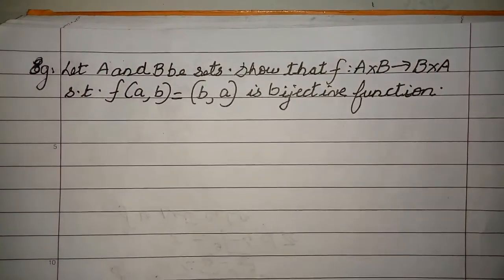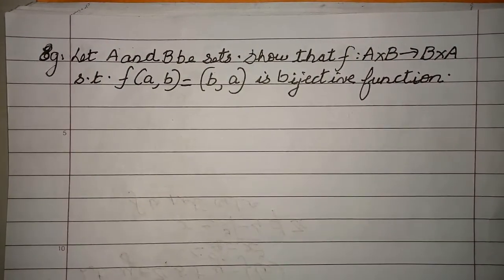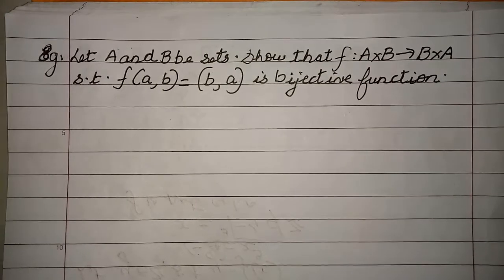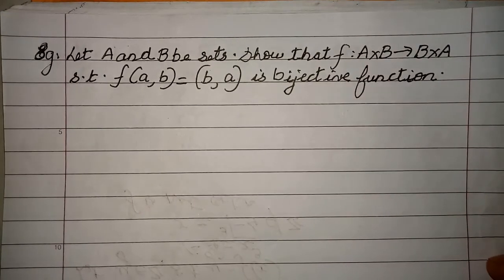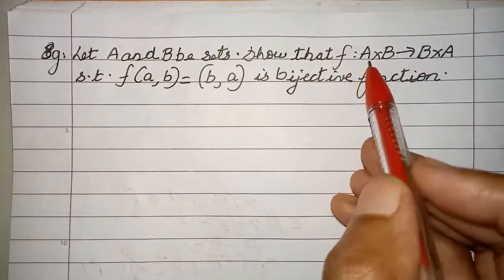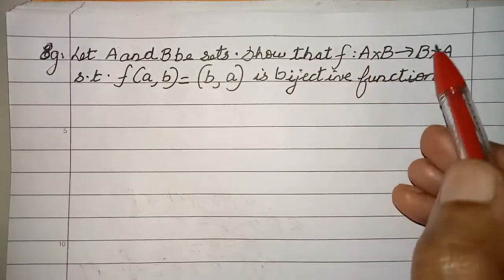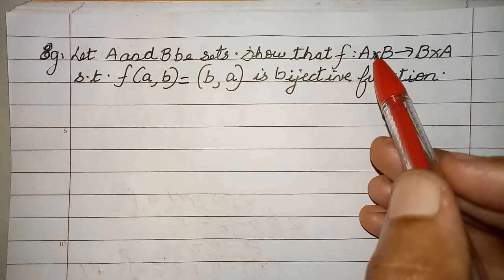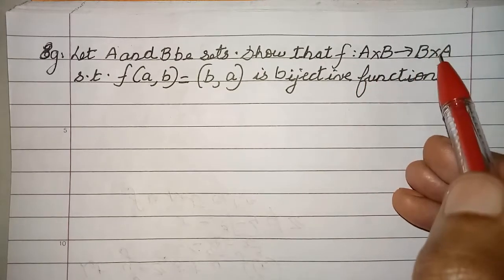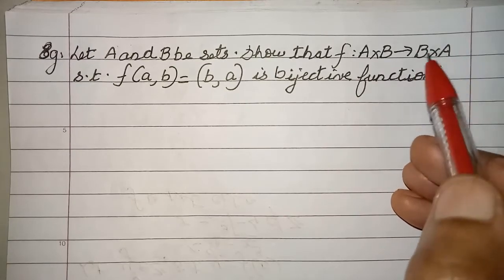Let's come to the next one. Let A and B be two sets such that f is a function from A cross B to B cross A such that f of (A, B) is (B, A) is a bijective function. So you have two sets. Now ideally we have seen one set going to another set, but this time you can see that it is Cartesian product of two sets going to Cartesian product of two sets with the order changed.